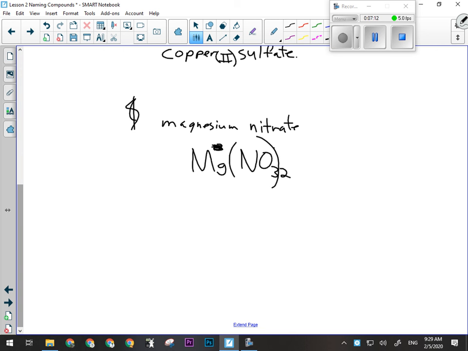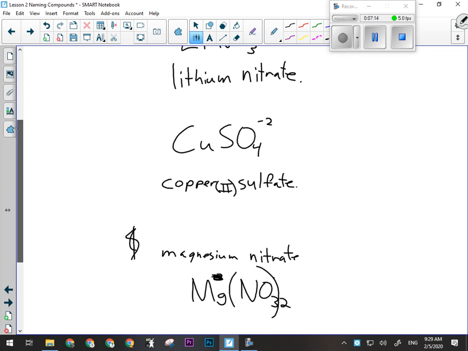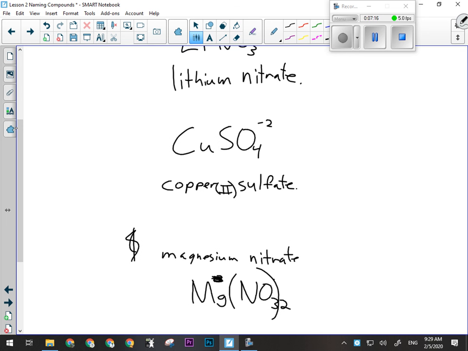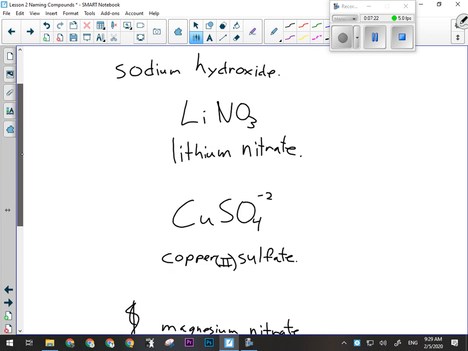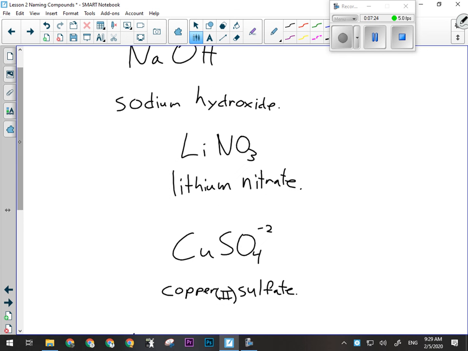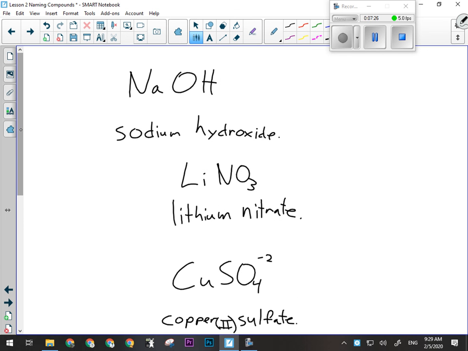These other ones that we looked at didn't require brackets, because I wasn't putting another number beside this one. So I didn't need brackets on that one. I didn't need brackets on this one, and I didn't need brackets on sodium hydroxide either. Unless I'm putting another number beside it, I don't need to enclose it in brackets. I know I'm throwing a lot at you here. This is all new stuff.